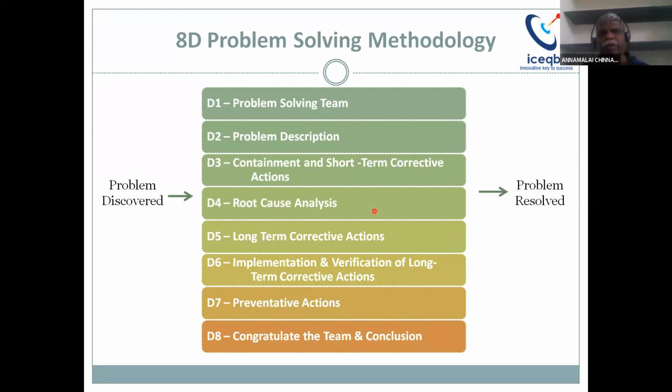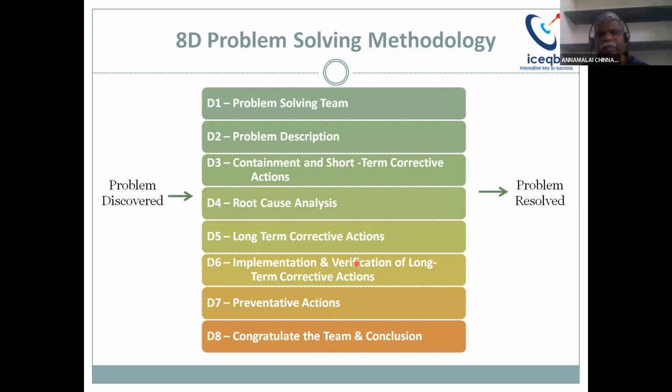Once you have analyzed and found the root cause of the problem, then we can go for the long-term corrective action. Again, we can do a brainstorming session and find out what solutions we can take, so that on a long-term basis the actions can be taken. Once we decide upon that, we implement that corrective action.